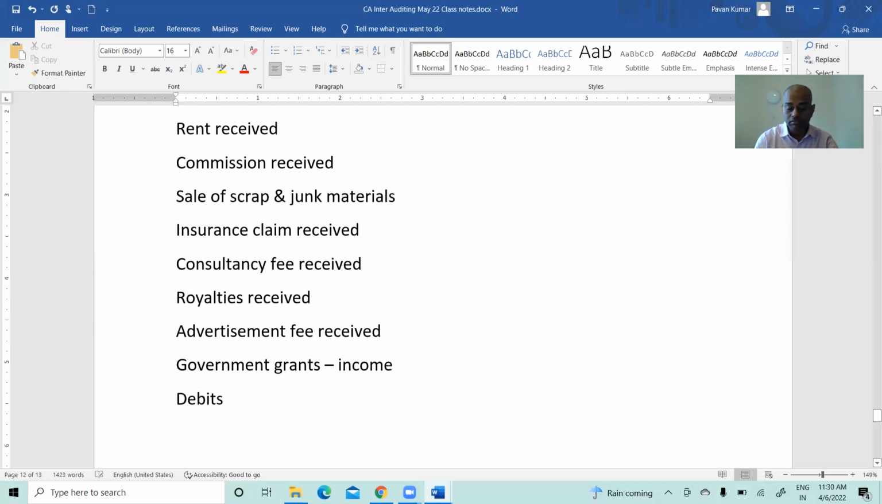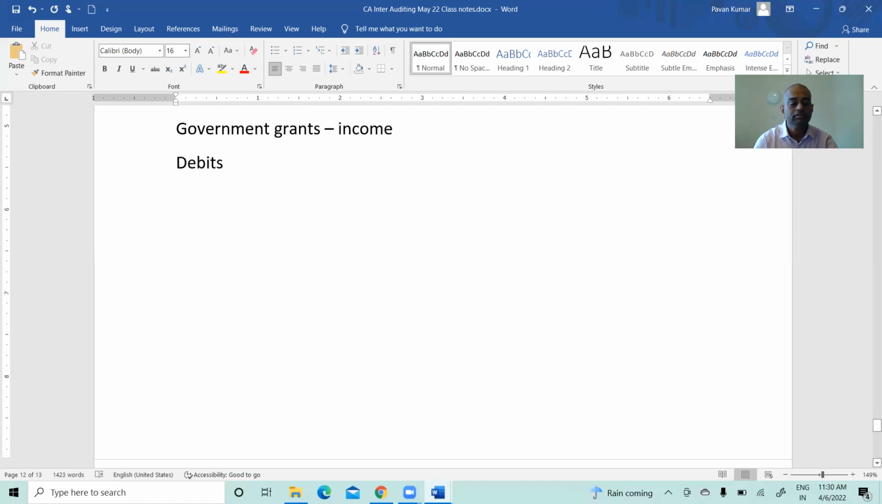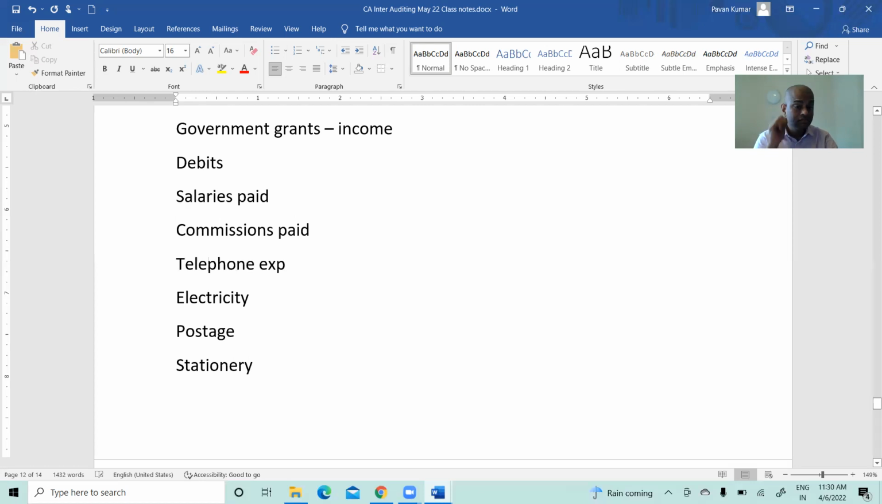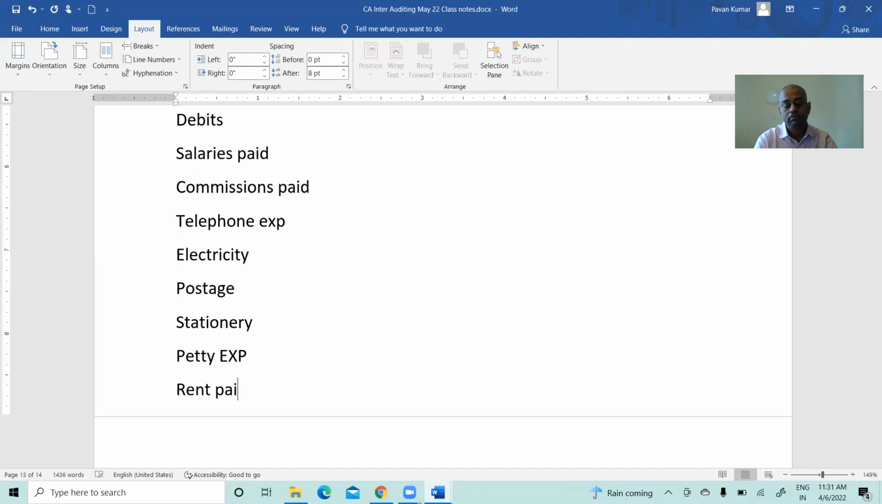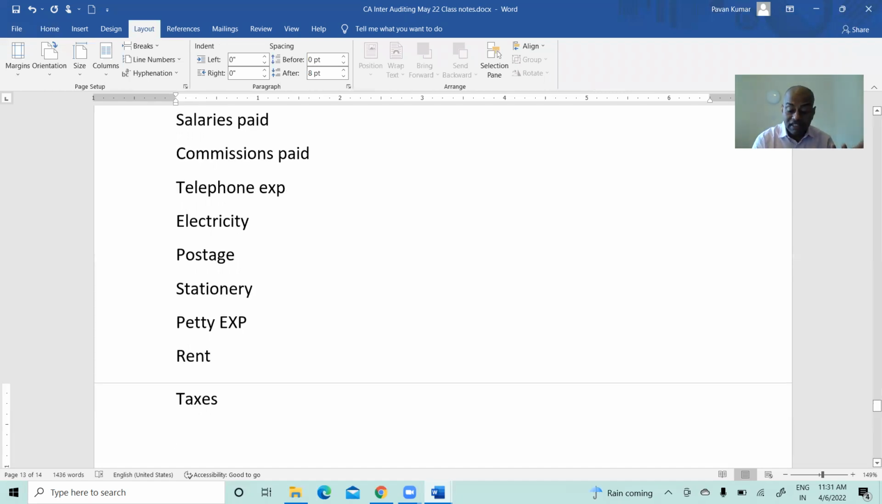Now tell me the debits. Administrative charges. Administrative expenses is a summary. Under that, so many things will come, no? Like, for example, salaries paid, commissions paid. Then tell me like this, telephone expenses. Postage, stationery, petty expenses. Then rent paid. Tell more. There are so many other items.